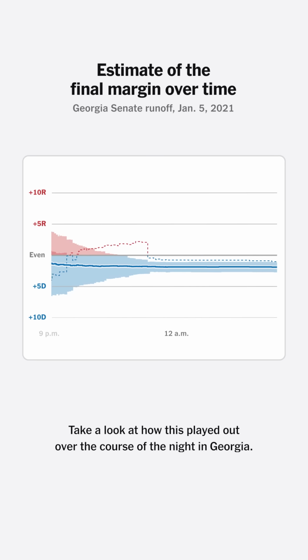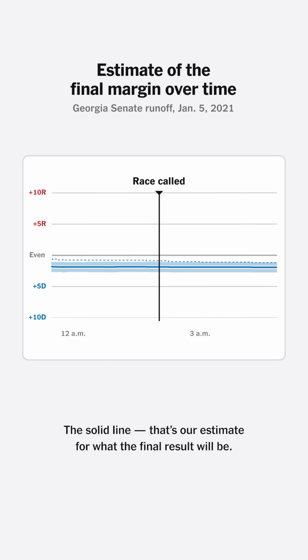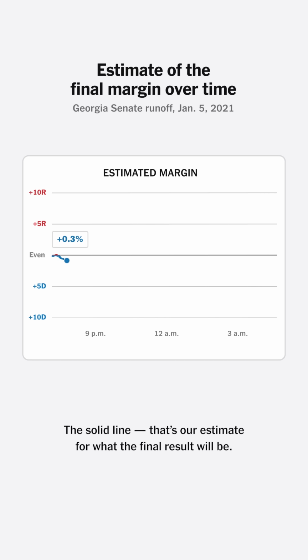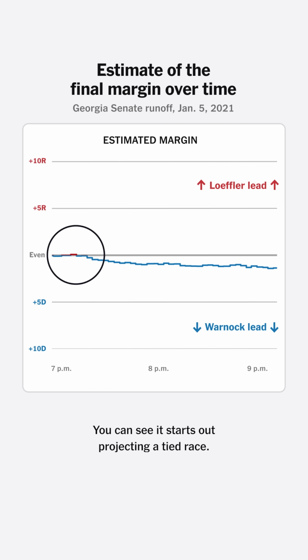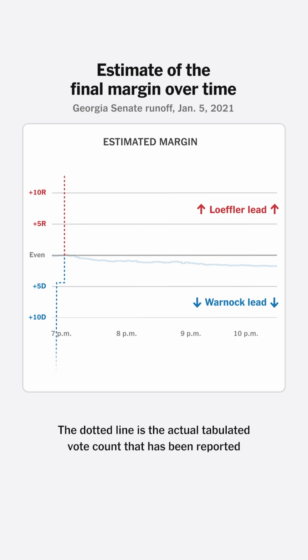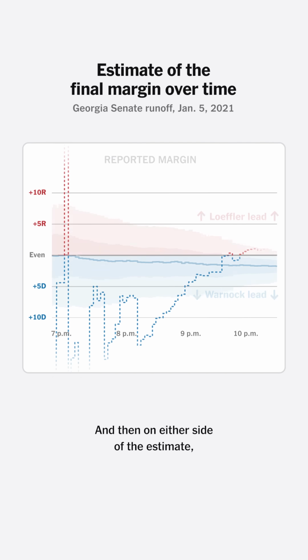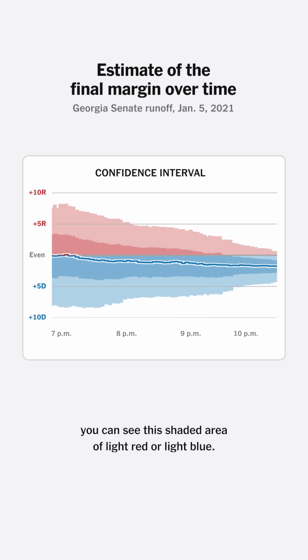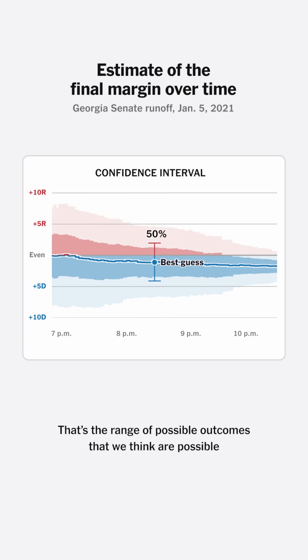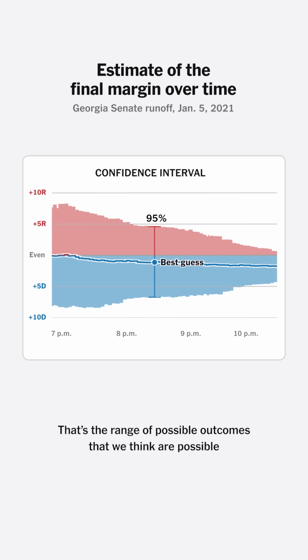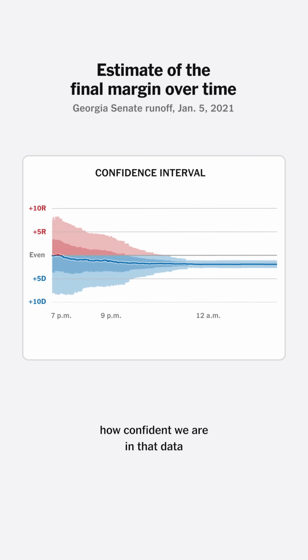Take a look at how this played out over the course of the night in Georgia. The solid line, that's our estimate for what the final result will be. You can see it starts out projecting a tied race. The dotted line is the actual tabulated vote count that has been reported from the state of Georgia at any given time. And then on either side of the estimate, you can see this shaded area of light red or light blue. That's our confidence interval. That's the range of possible outcomes that we think are possible given the data that we've seen to this point, how confident we are in that data, and what data remains.